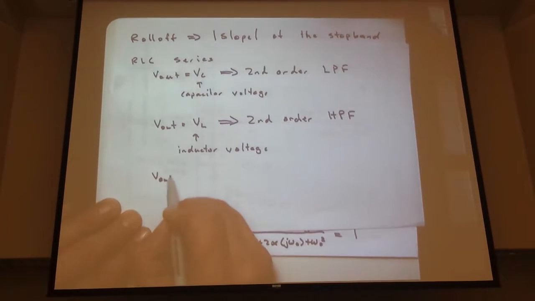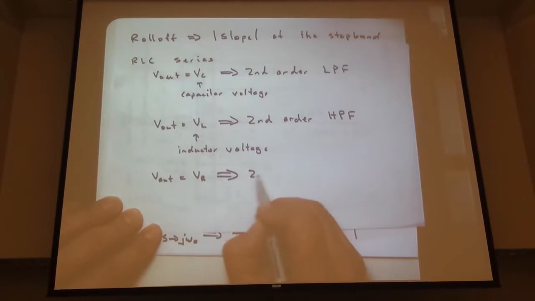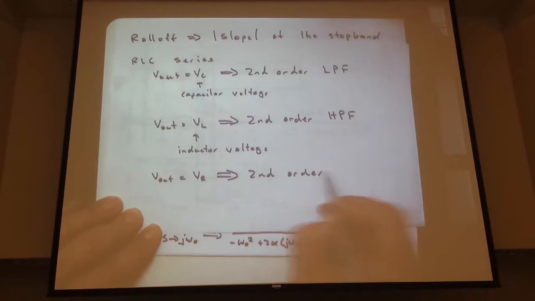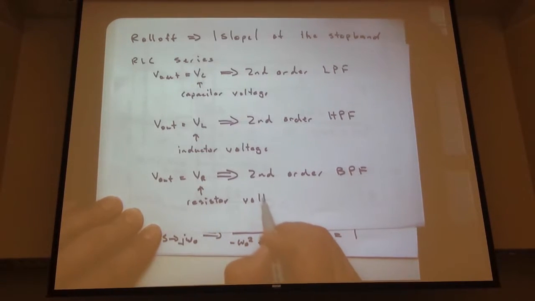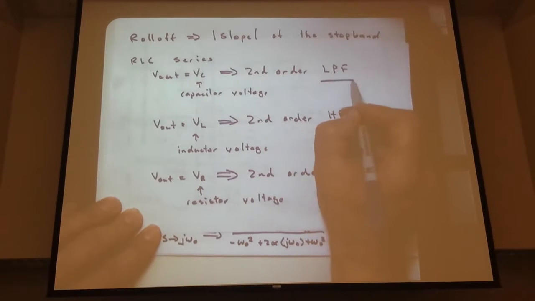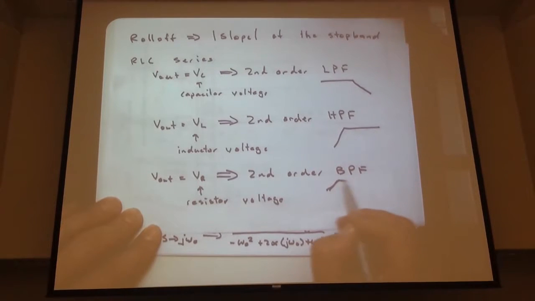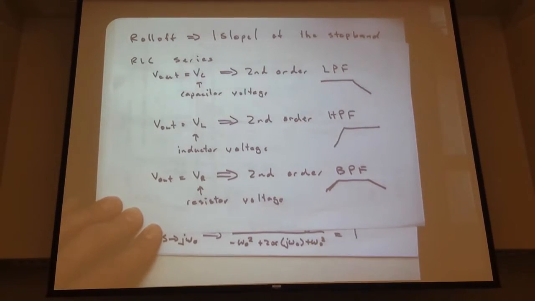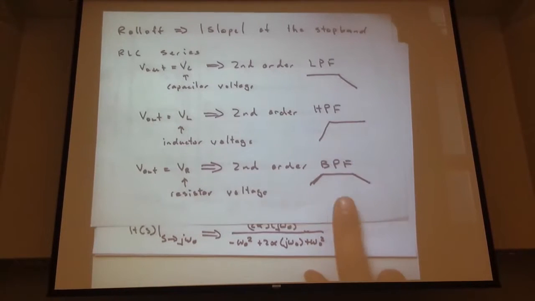And so what are we left with there? V out equals VR, second order bandpass filter, BPF. Resistor voltage. And just for argument or illustration's sake, we can draw little curves, and this is going to look like this. Thinking about this for a moment, what are the slopes of the roll-offs for a second order bandpass filter have to be?